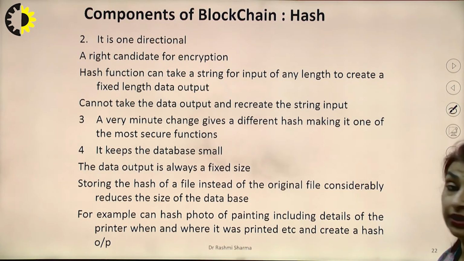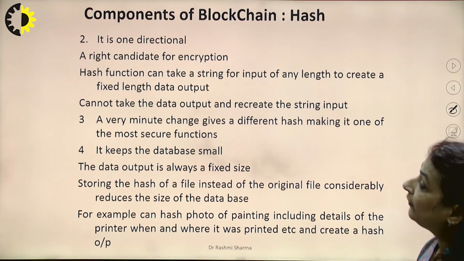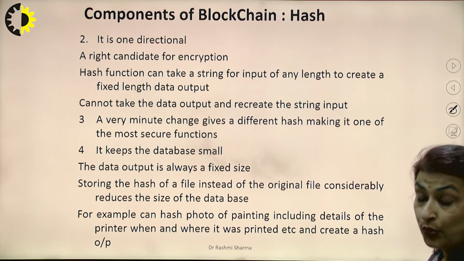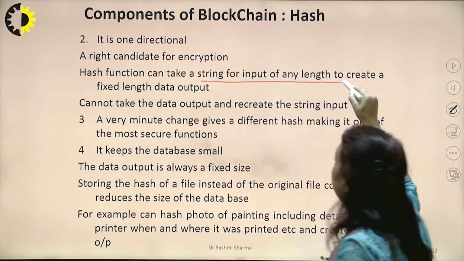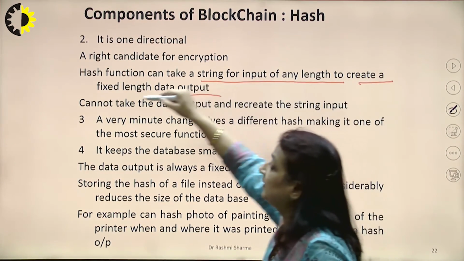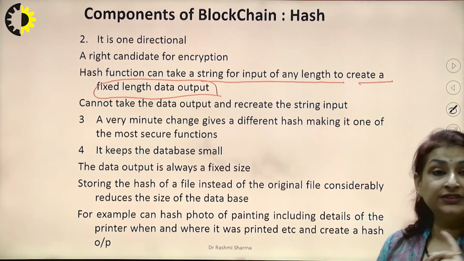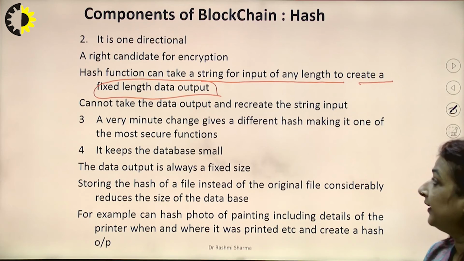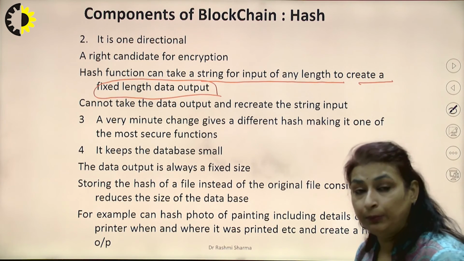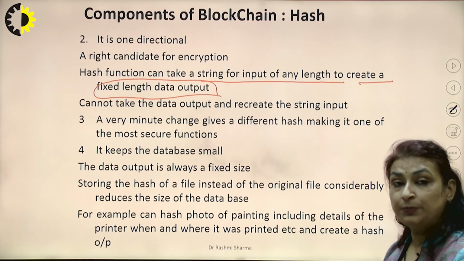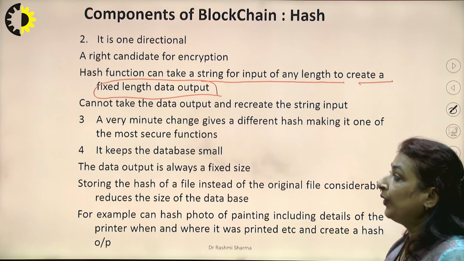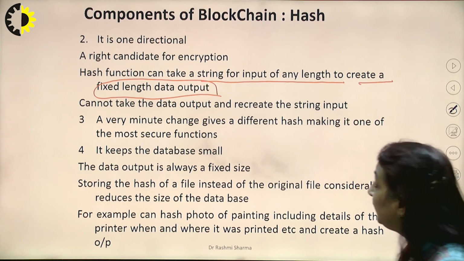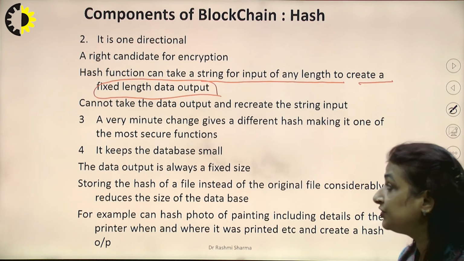It is one directional. Obviously, we can generate it, but we cannot regenerate the input from that particular hash again. So it is a right candidate for encryption. The hash function can take a string as input of any length, and the main thing is we are generating a fixed length output. So we cannot take the output and regenerate the string input. Obviously, because we have generated 256 bits from two pages of data, we cannot regenerate that particular input. A very minute change gives a different hash, making it one of the most secure functions.